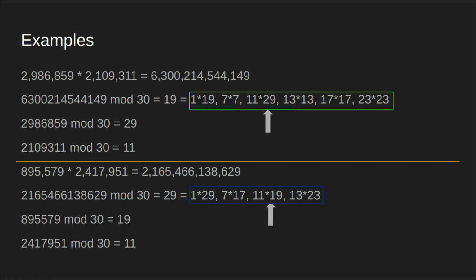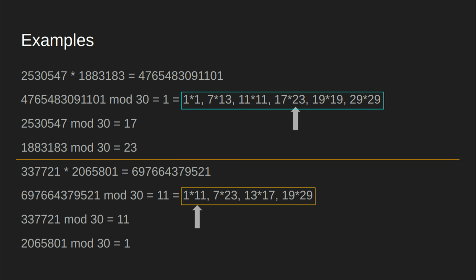The 2 prime numbers, 2,986,859 times 2,109,311 equals 6,300,214,544,149. That number, mod 30, equals 19, which equals the mod 19 group. And if we apply the mod 30 function to the factors, which we know, we can see that 29 and 11 both appear. Same for the number below. The same for these 2 numbers as well. And the same for these 2 as well.